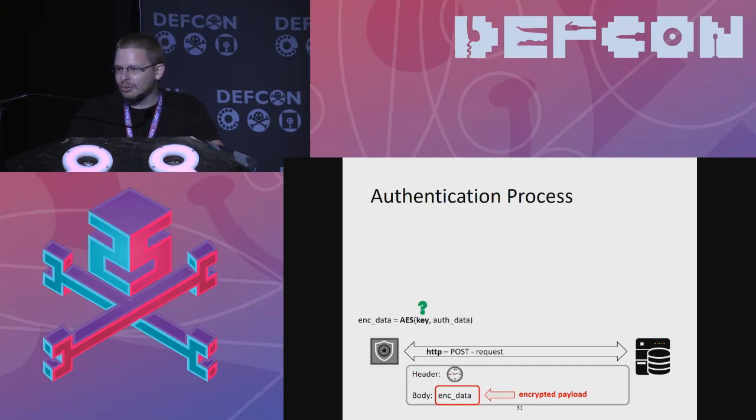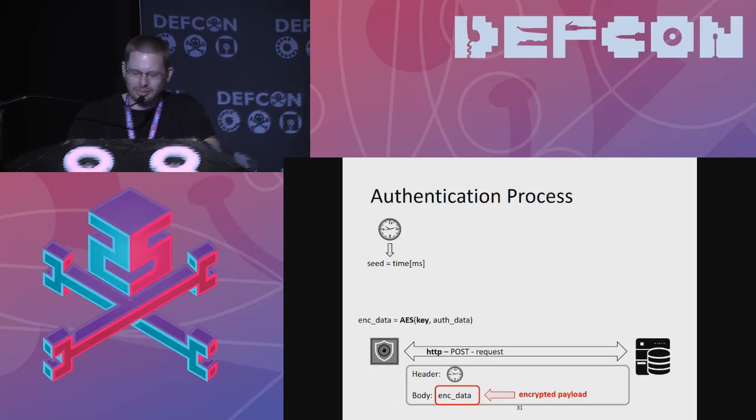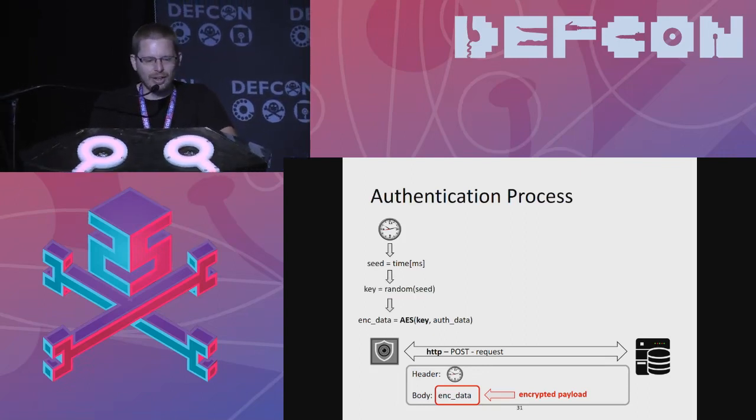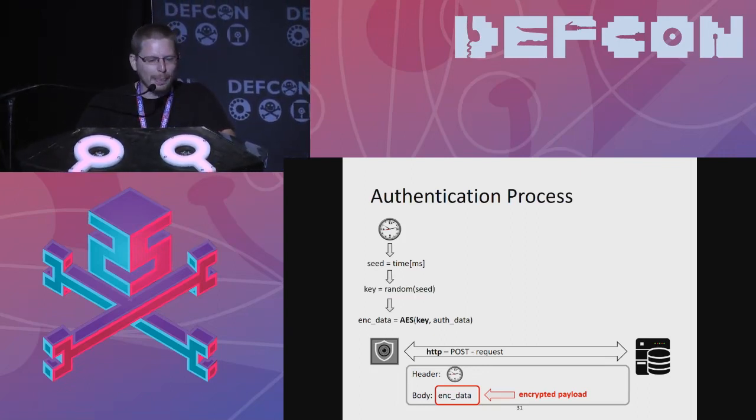There we have different options. Everybody already knows the key. We have some key exchange, or we derive the key from a common secret. In this case, you remember the header, there's a timestamp. The client uses this timestamp as a seed. From the seed, he generates the random key, and this random key is used as an AES key.